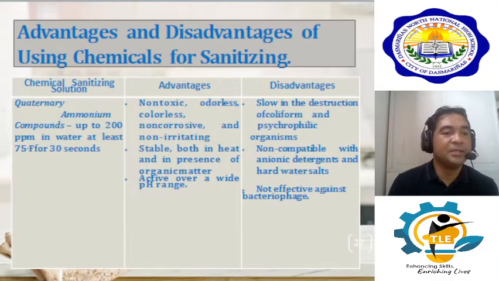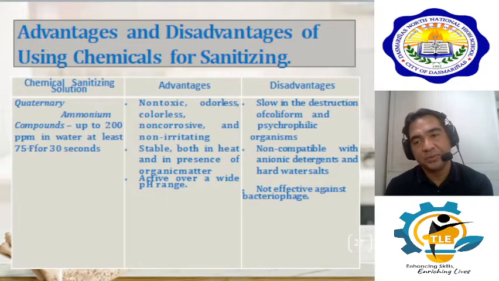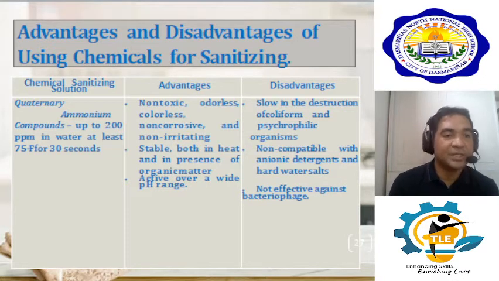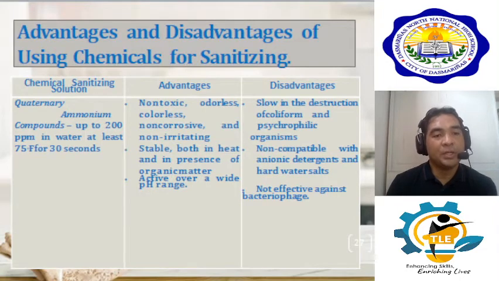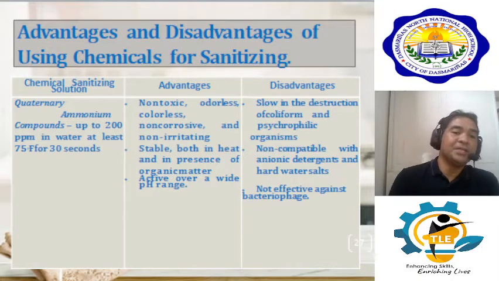All right, number three, quaternary ammonium compounds. Okay, up to 200 parts per million in water for at least 30 seconds again, just like iodine. Okay, quaternary ammonium compounds are non-toxic, odorless, and colorless. Okay, non-corrosive and non-irritating. This is stable to heat and in the presence of organic matter, and active over a wide pH range. Now, what are the disadvantages?